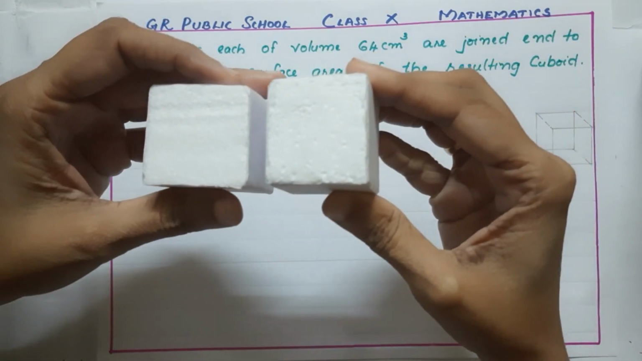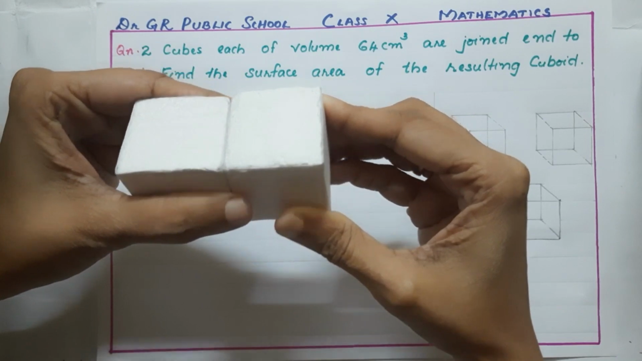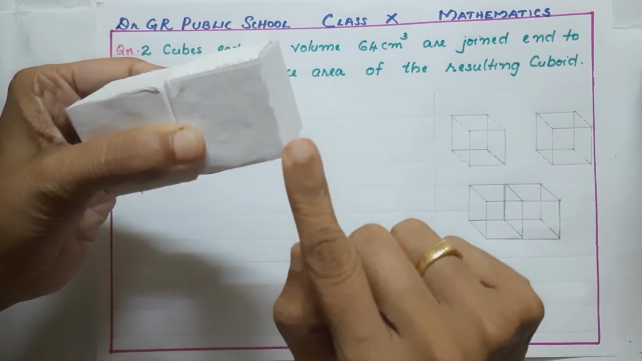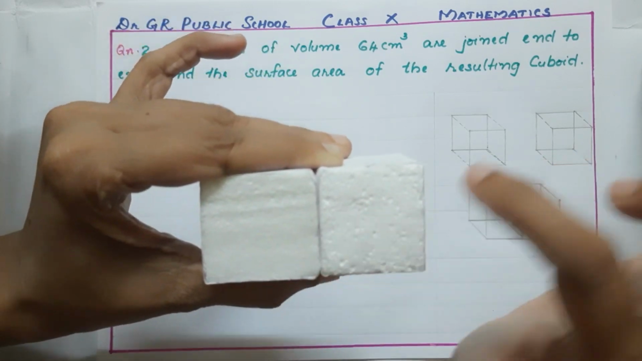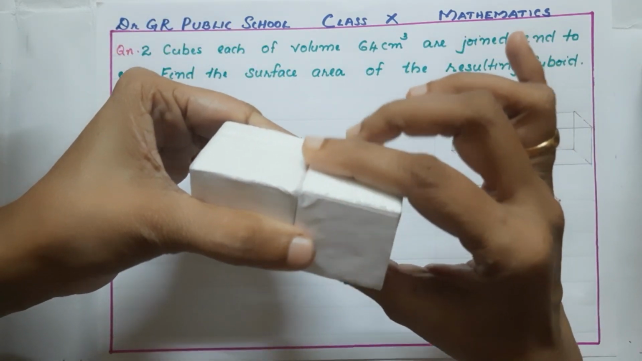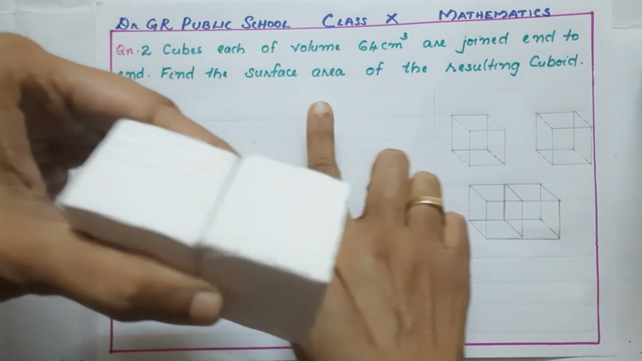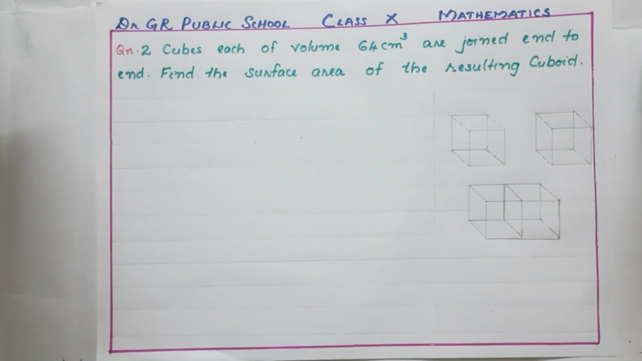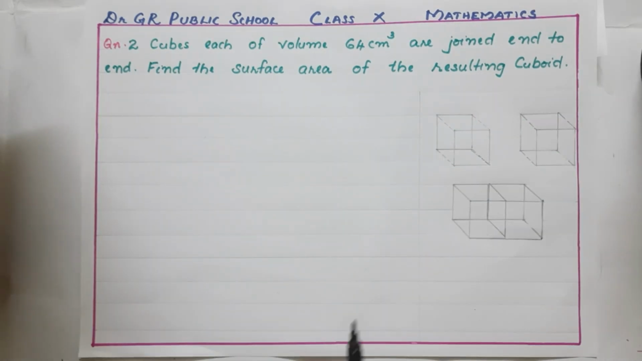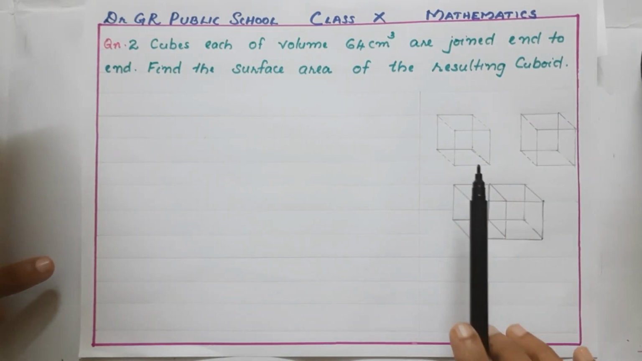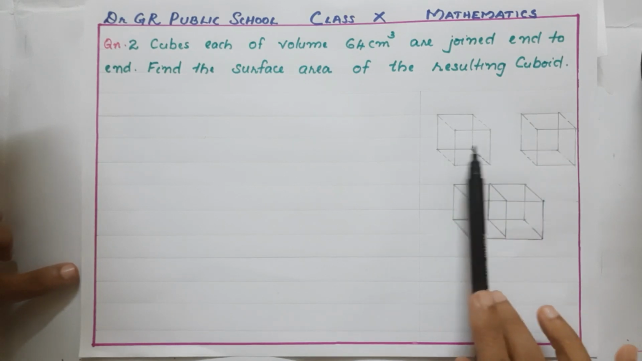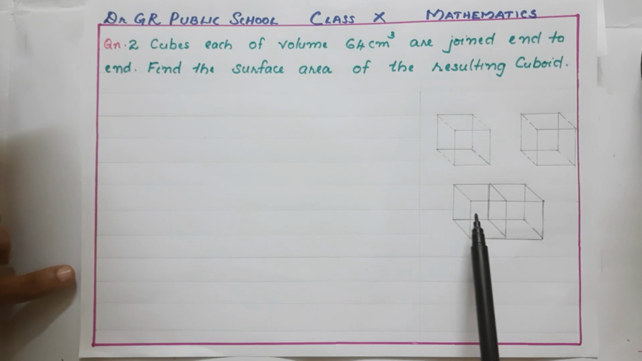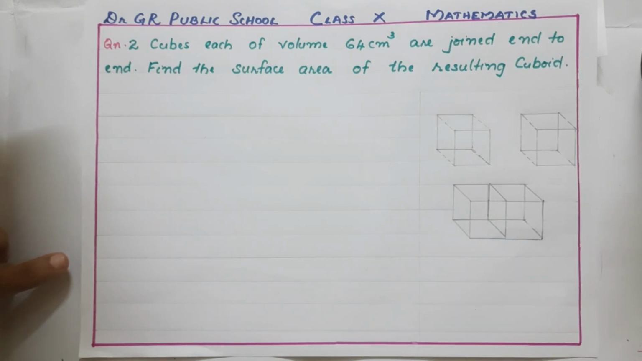So when we join like this, what are we getting? A cuboid. Did you see? It is asked to find the surface area of the resulting cuboid. So you have seen when we join these two cubes like this, we are getting a cuboid. We have to find out the surface area of the cuboid.